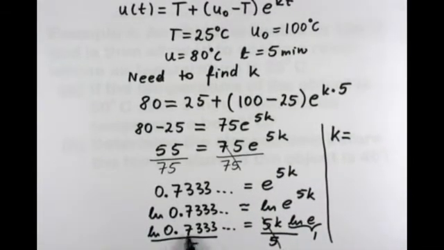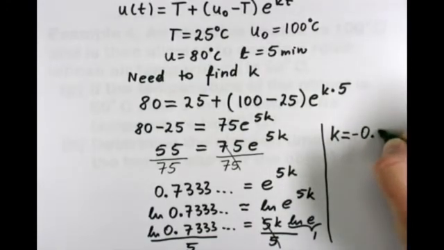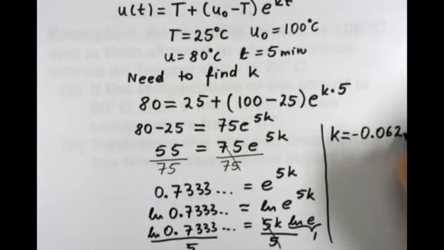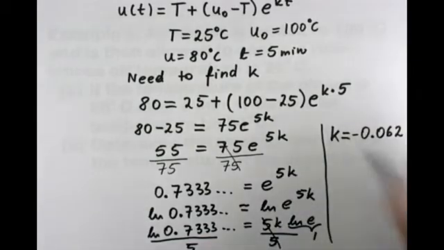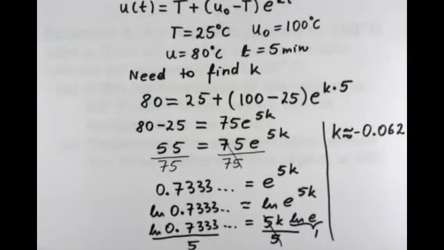I'm using the answer key for this approximation. So I have log of my answer divided by 5. I'm getting that this is minus 0.06203 and so on. So I'm gonna keep it as approximately negative 0.062.